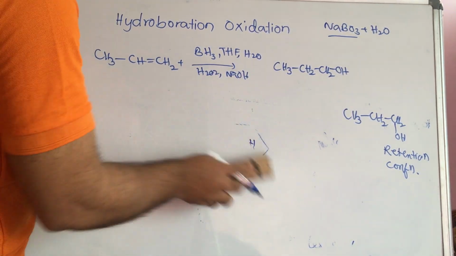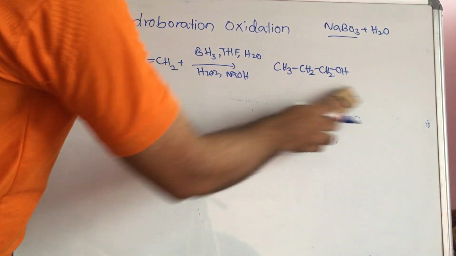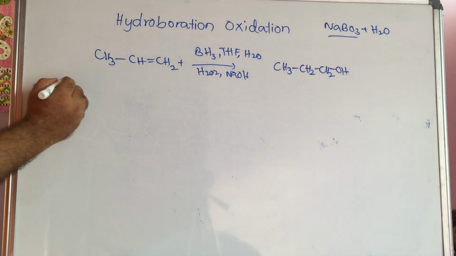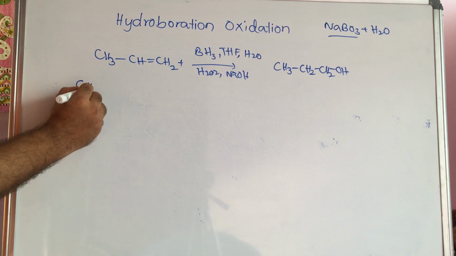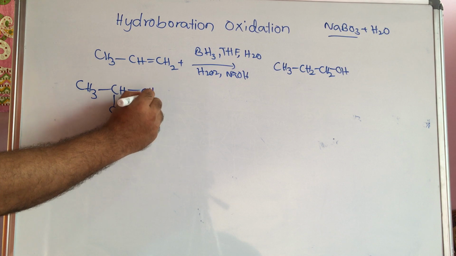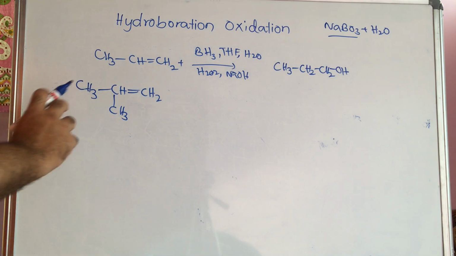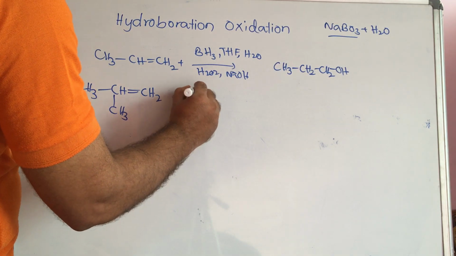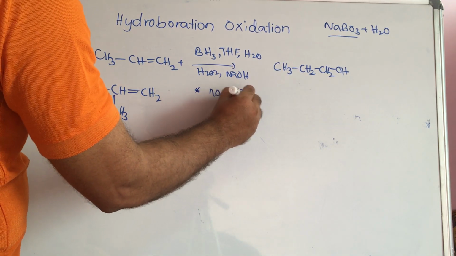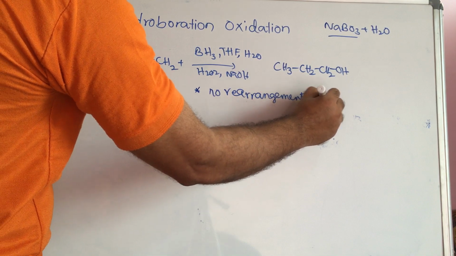Now I will give a different molecule. Then what will be the product? For example, already I have given this. Now CH3CHCH3CH2. Keep in mind there is no rearrangement product. This is a very important point I forgot before in the salient features. So there is no rearrangement product. Very important, no rearrangement products.